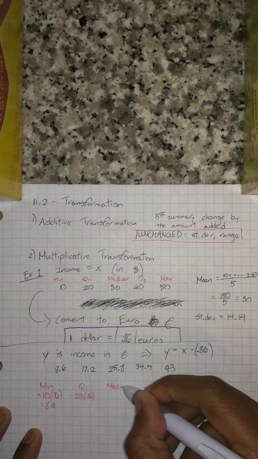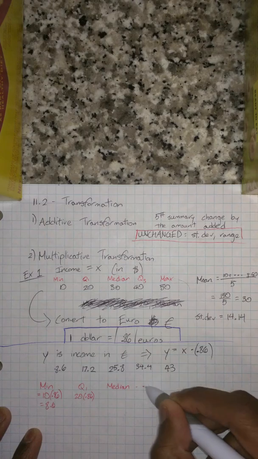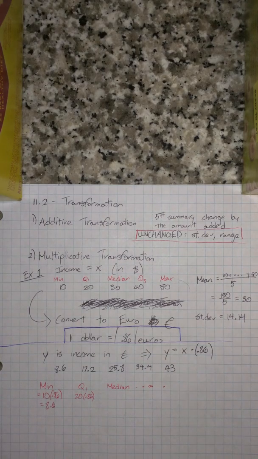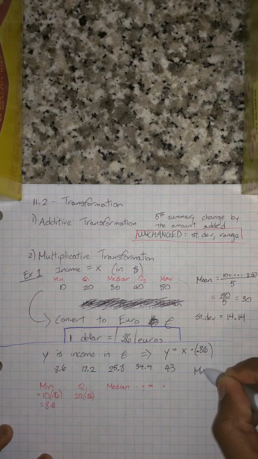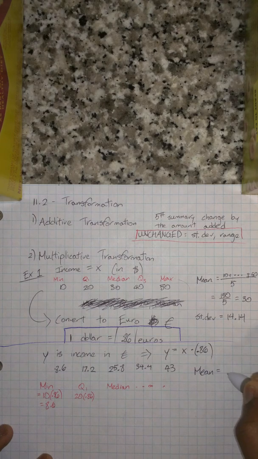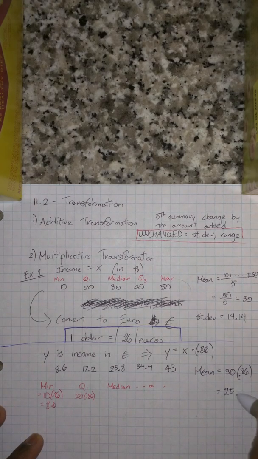The big difference here is when we're doing our mean and standard deviation. So when I do my mean, I already found out my mean was 30 earlier, so all I got to do is multiply 30 by what? Give you a second to talk amongst yourselves. We multiply it by 0.86 because that's what I multiplied everything by. Okay, and that's going to give me 25.8. Right, so this is my mean now in euros. This is my mean household income in euros, right?